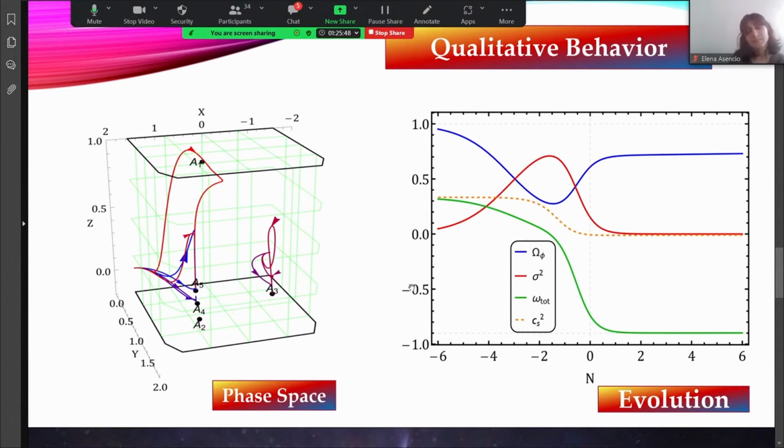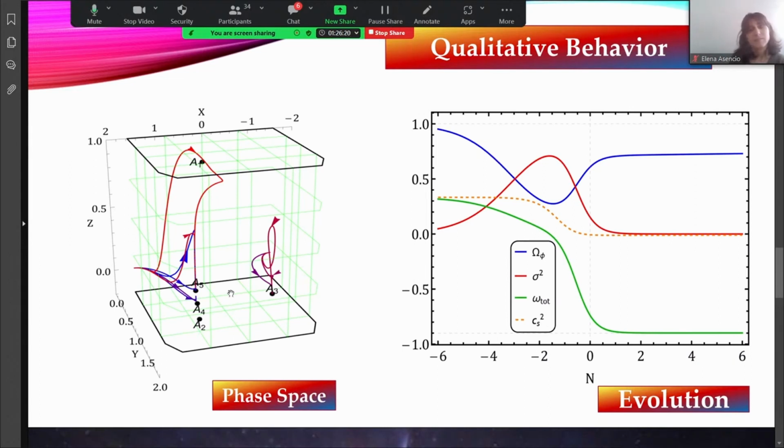So some trajectory originating at some point in the phase space ends up at A3, but it is non-physical because the sound speed at A3 becomes negative. So we cannot consider it as a significant critical point. On the other hand, in the left portion, the trajectories originate and end up at A5. So A5 is a critical point where we can see acceleration or phantom kind of behavior. With that, the model is stable and all the trajectories end up at A5.